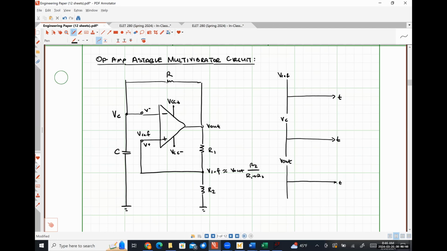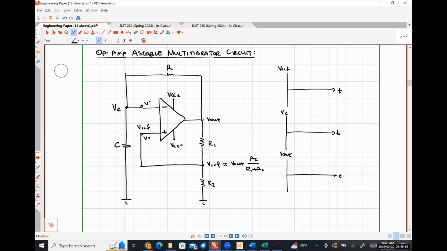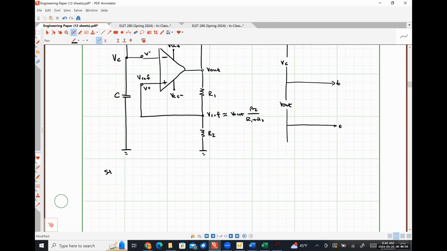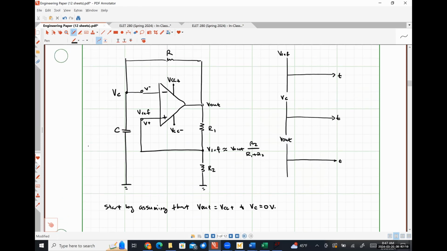Okay. So let's start by assuming that V out is equal to VCC plus and VC is equal to 0, meaning that our capacitor doesn't have any stored voltage or stored energy. Okay.